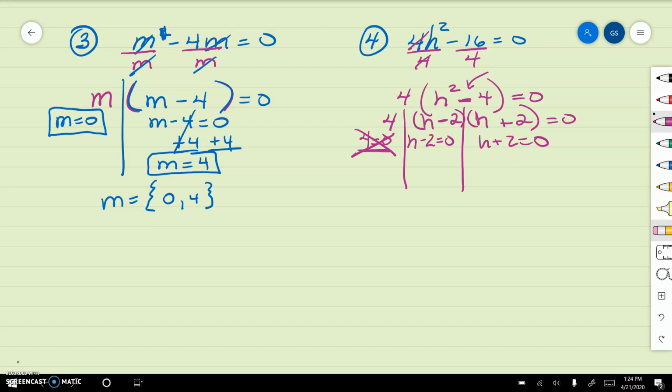So the second factor is h minus 2. We're going to add 2 to both sides, and we're going to get h equals 2. The third one is h plus 2. We're going to subtract 2 from both sides, and we get h equals negative 2. So we have 2 solutions overall to the whole entire problem. It just so happens that one of the tiny equations had no solution to it. So we have h equals {-2, 2}.